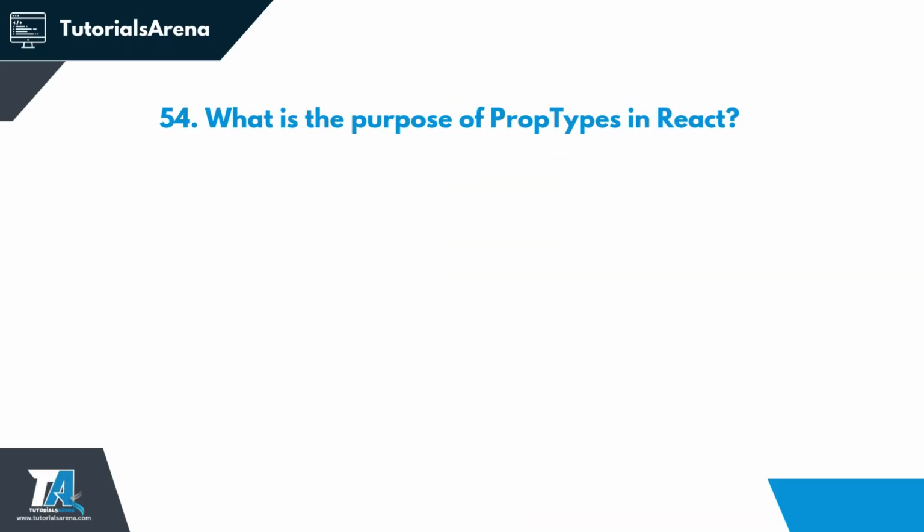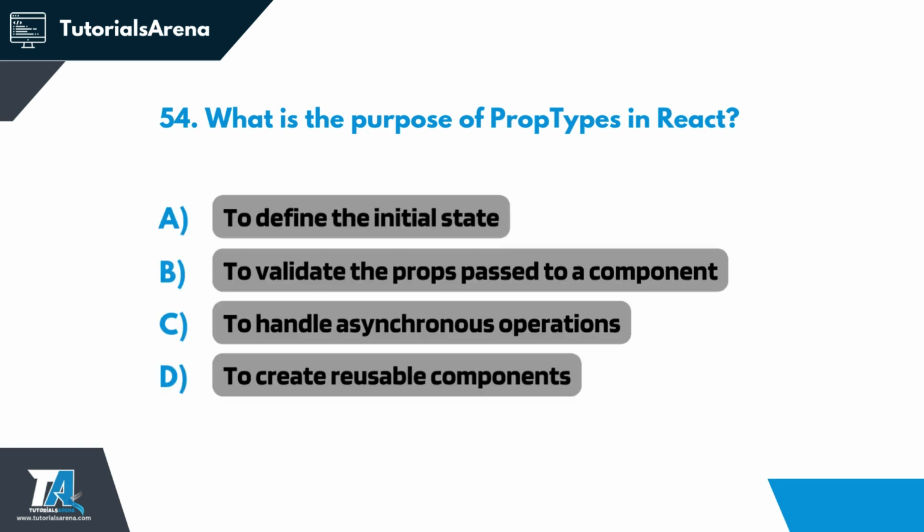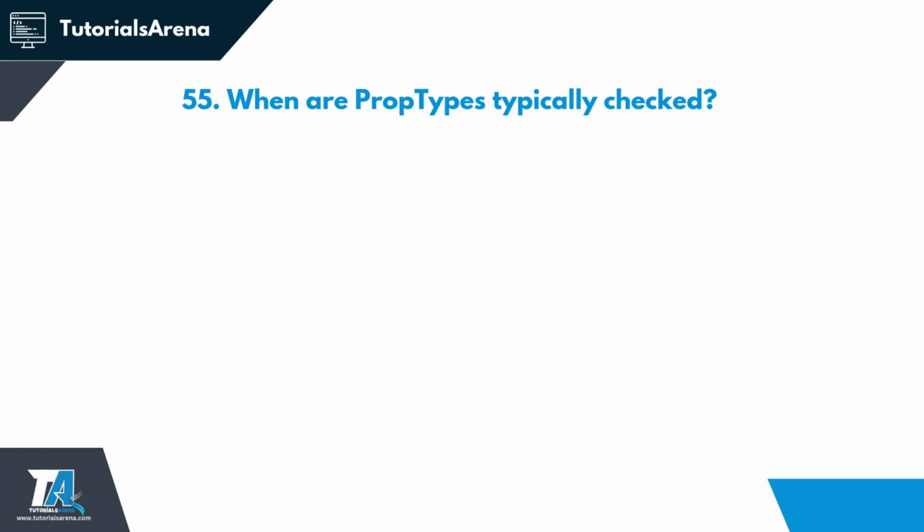Question 54. What is the purpose of prop types in React? The options are: Option A, to define the initial state. Option B, to validate the props passed to a component. Option C, to handle asynchronous operations. Option D, to create reusable components. The correct answer is Option D, to validate the props passed to a component. Moving on to the next question.